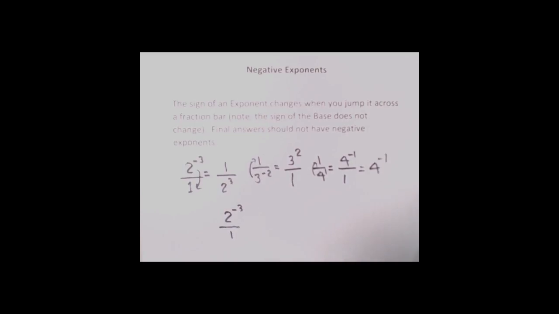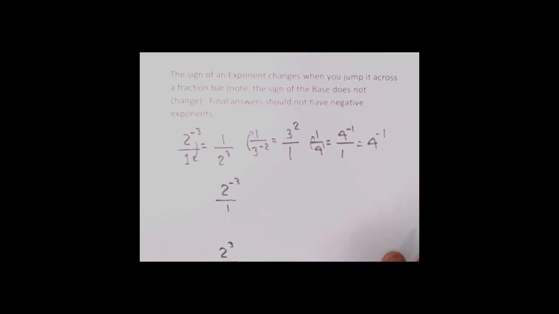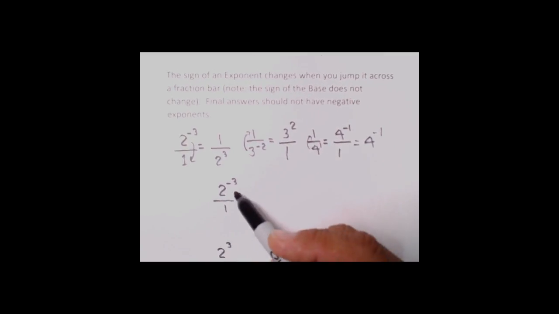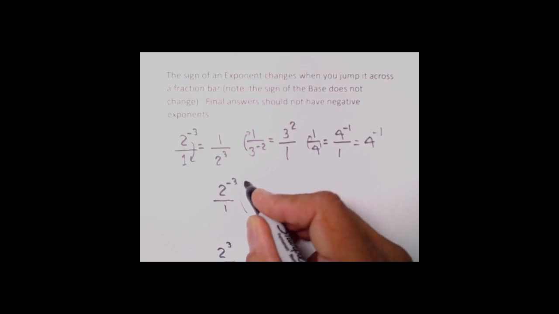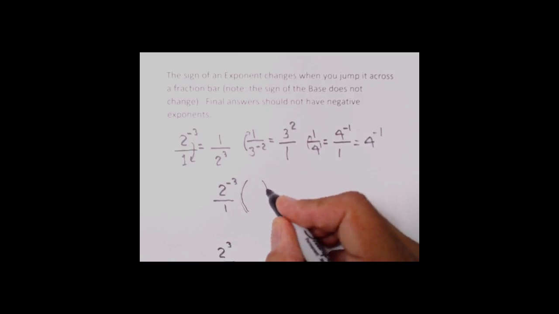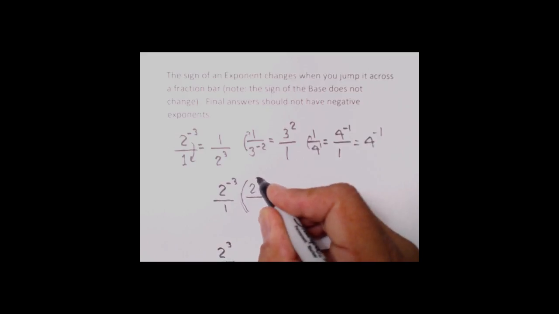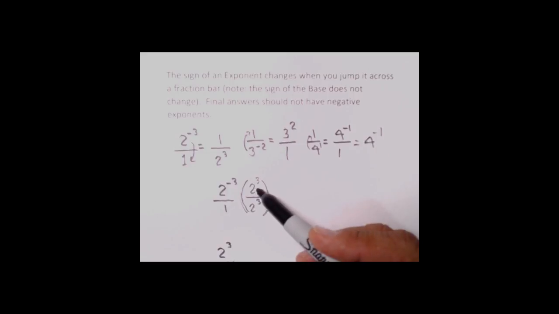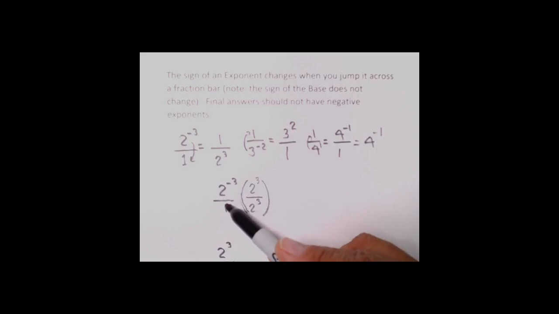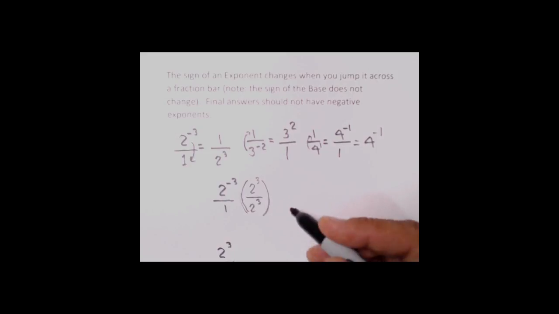Now, let me demonstrate to you that this really works. It's simple. You see this 2 to the negative 3 over 1 that we had to begin with? Let me multiply it by something that equals 1. I'm going to multiply it by 2 to the third over 2 to the third. Now remember, numerator and denominator are the same, so this guy's equal to 1. You never change the value of anything when you multiply it by 1. You may change what it looks like, but not its value.